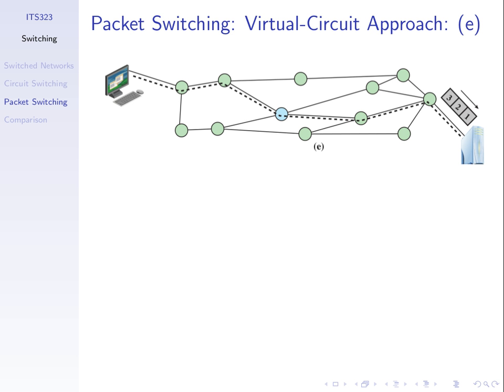B makes a request for 2. Is it accepted? No. So A is sending at 4, C is sending at 3, a total of 7. The capacity going out is 10. B makes a request for 2, it's rejected. It's not about how much they're sending at this point in time, it's about how much they've requested and reserved.